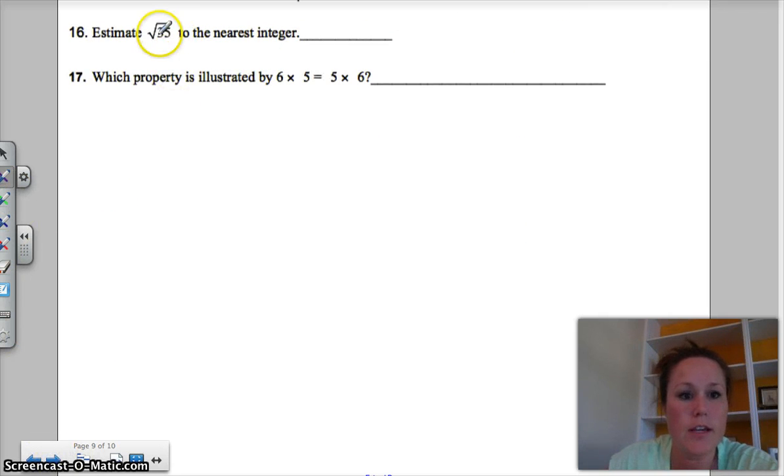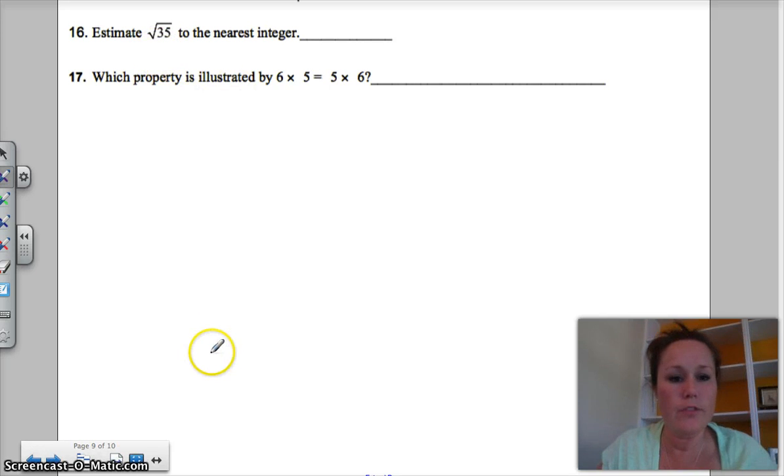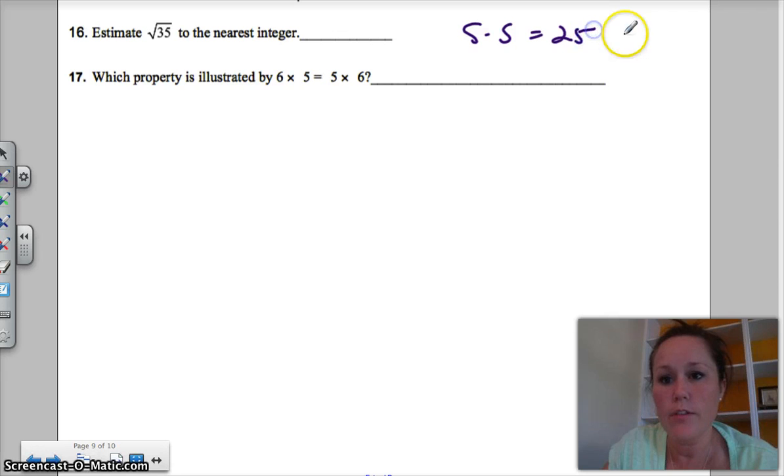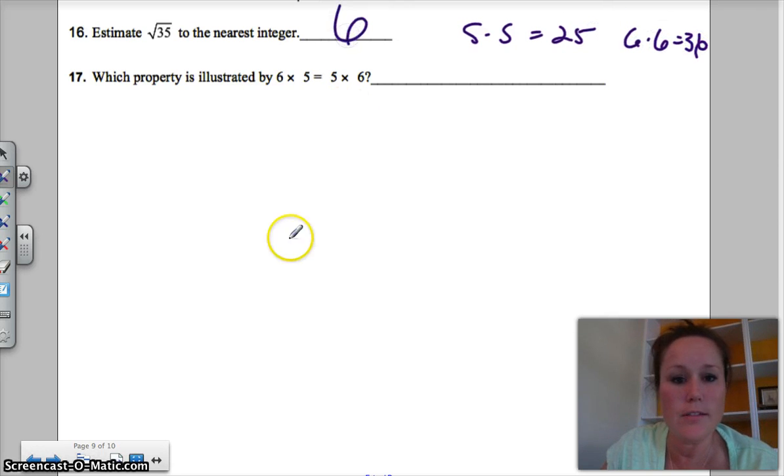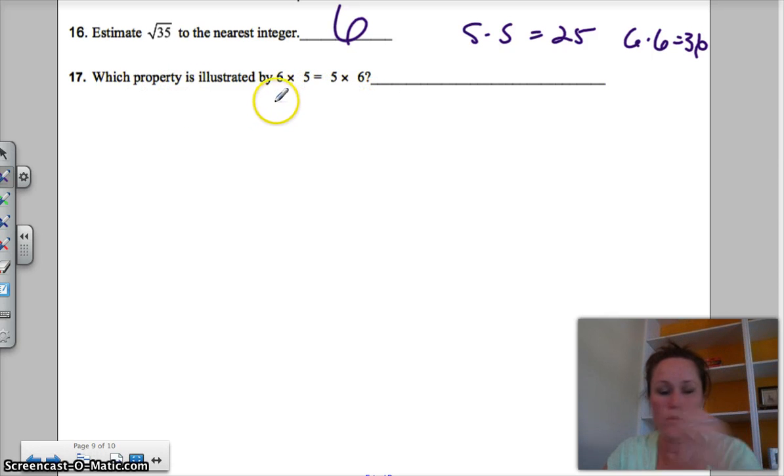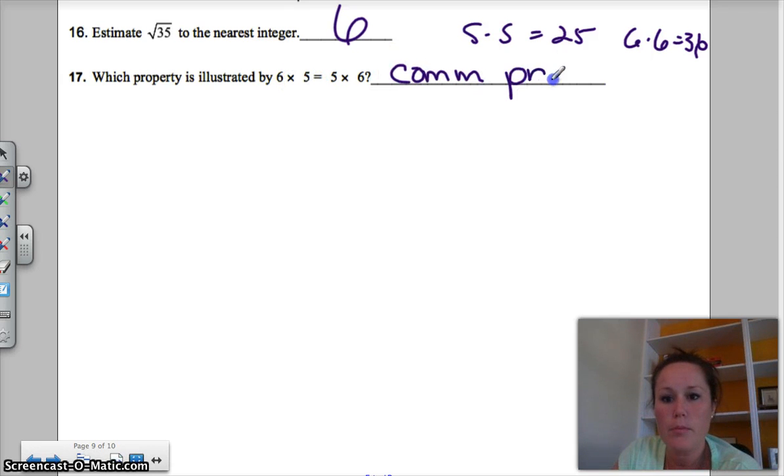I got 30 seconds. Estimate square root of 35 to the nearest integer. Well, I know that 5 times 5 is 25. 6 times 6 is 36, so the closest one is going to be 6. And then what property is illustrated? I've changed order. Change the order. So this is commutative property of multiplication.